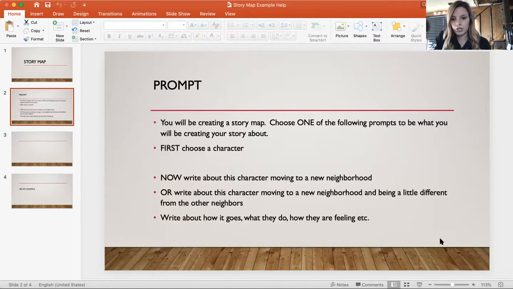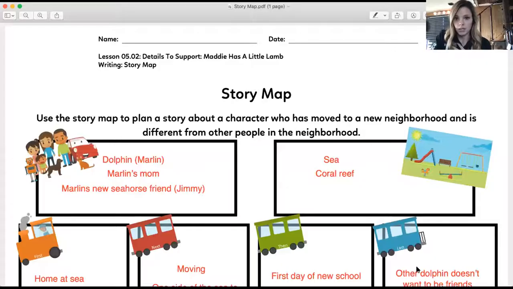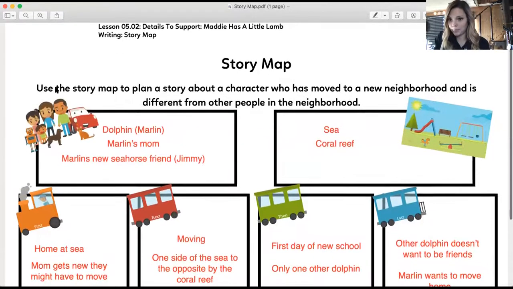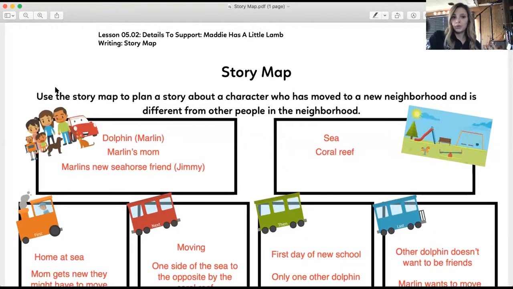So now I would like to show you my example and go through my example of the story map that I did. So this is my story map. Like I said, you can choose just to simply talk about a character who has moved to a new neighborhood, or you can include that this character is different from the other people in the neighborhood.